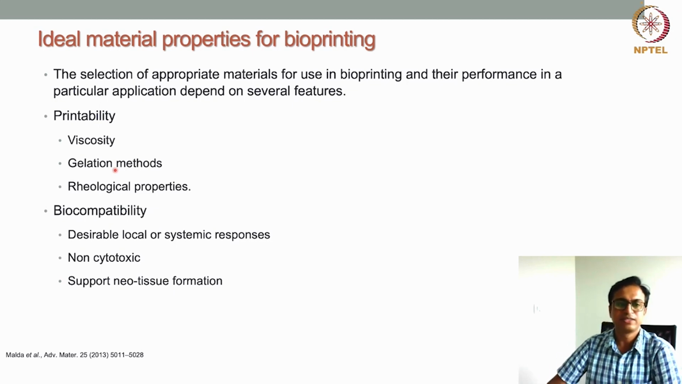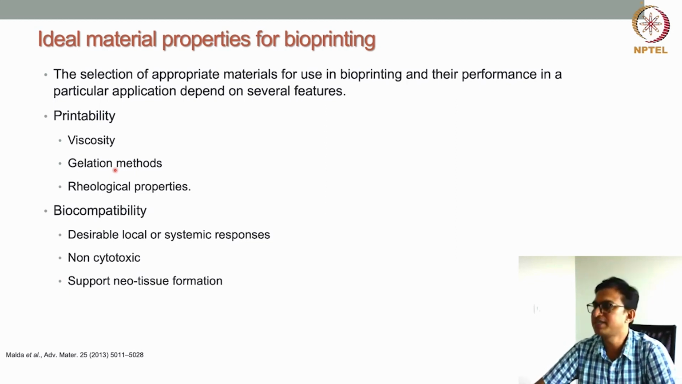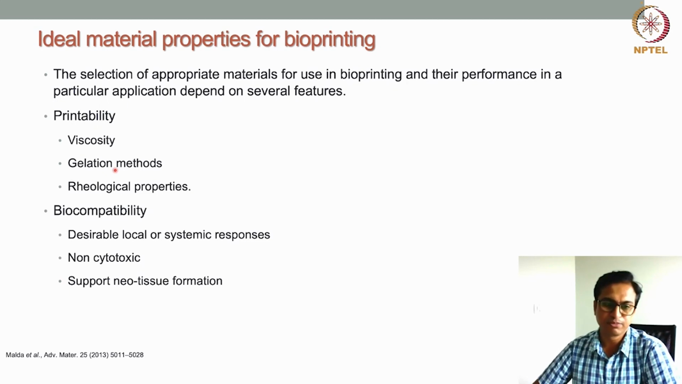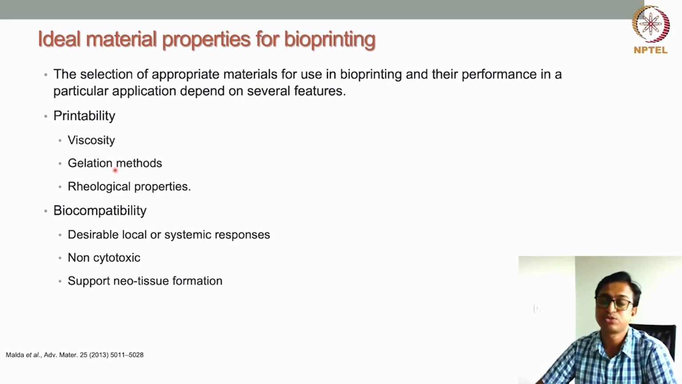Then the biocompatibility of the bioink. This is another important material property. Whatever materials we choose to develop the bioink, they should be biocompatible in nature. And what is biocompatibility? Biocompatibility means these materials should not possess any undesirable local or systemic responses. That means they should have a desirable local or systemic response. They should not be toxic to the body. So being non-cytotoxic is very important.